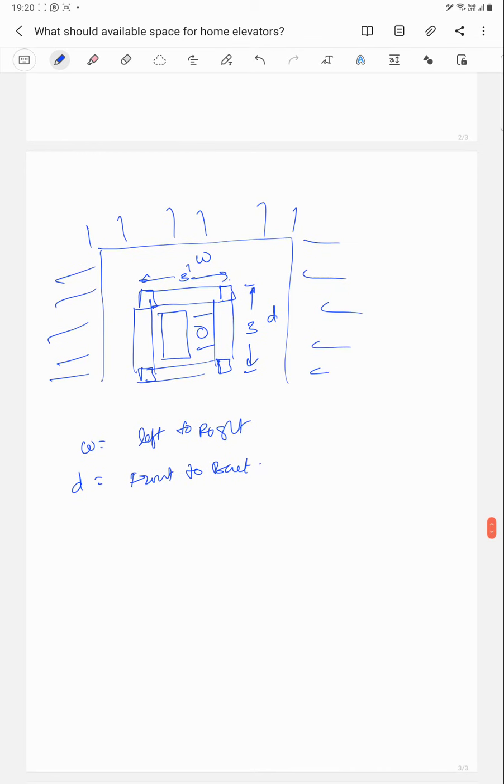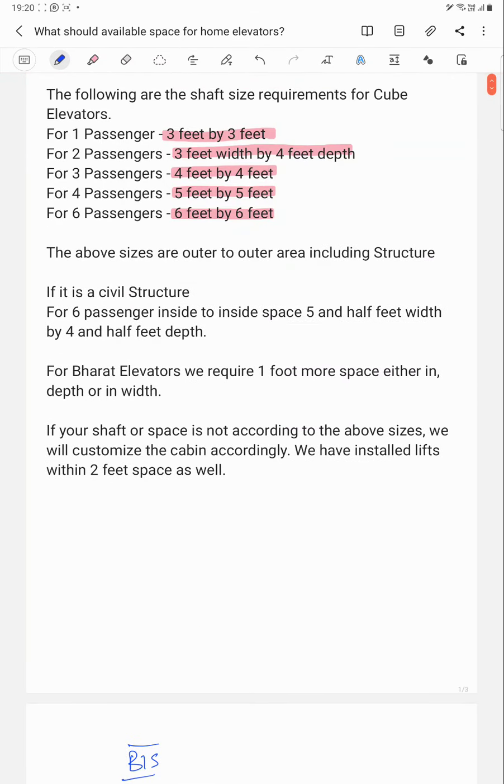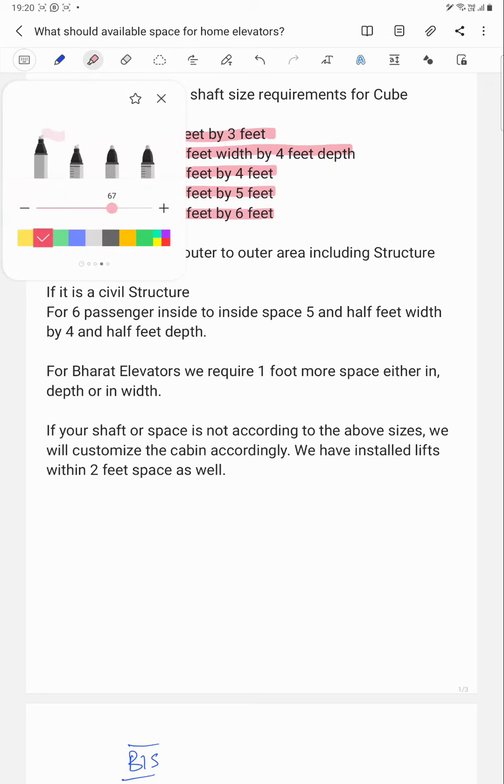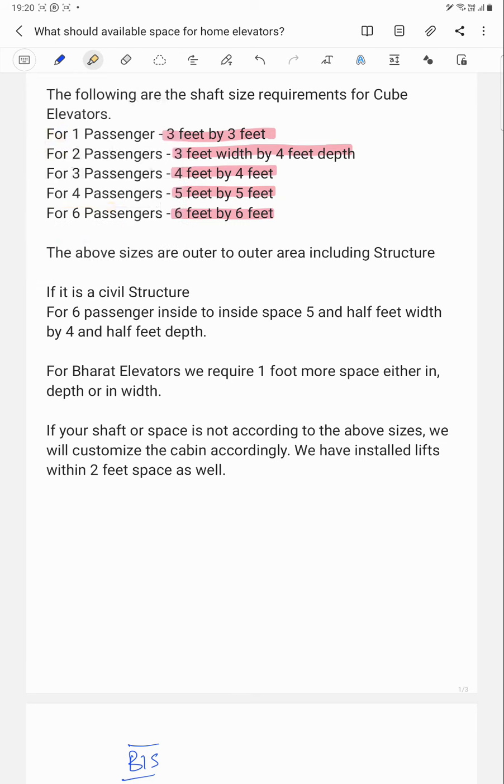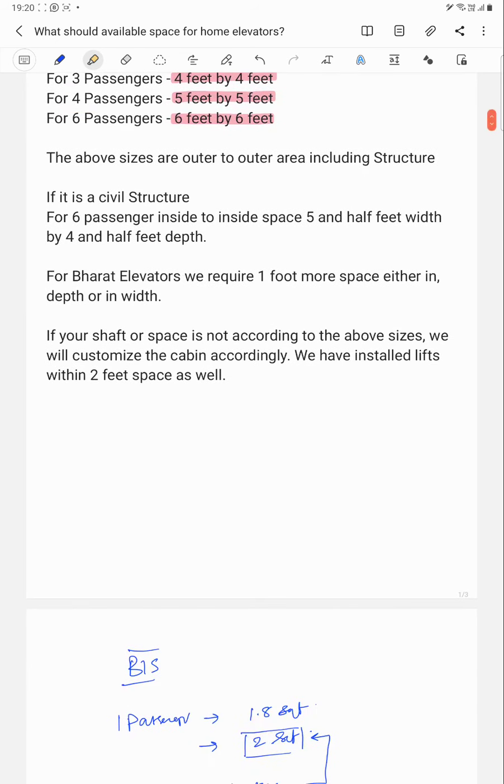Then we can install a single passenger, then 2 passenger, 3 passenger, 4 passenger and 6 passenger. Suppose it is not a Cube Italian imported hydraulic elevator, but a Bharat elevator, which is an electric traction lift. In Cube hydraulic Italian imported lifts, you have the machine outside the house, on the ground floor itself, whereas in a Bharat elevator you have the machine on top of the building.